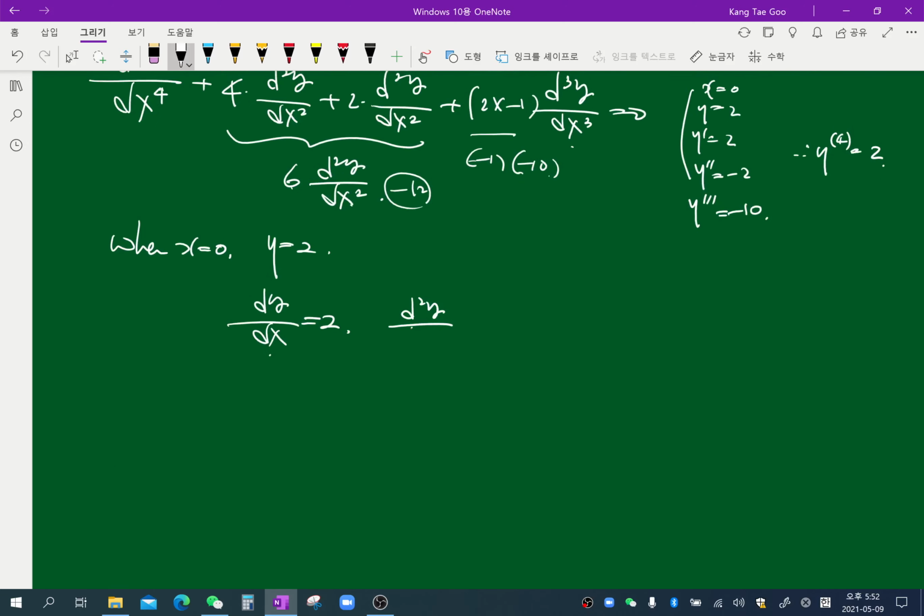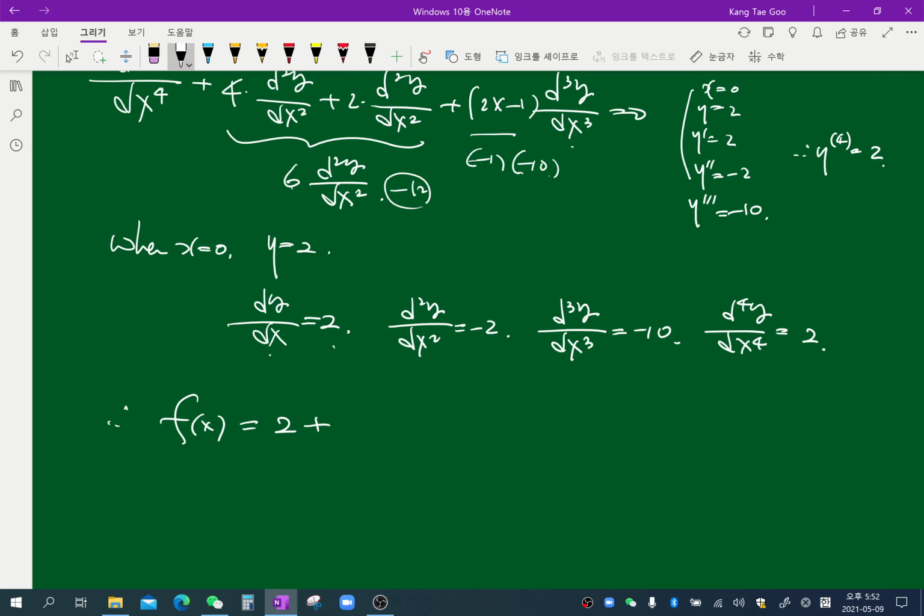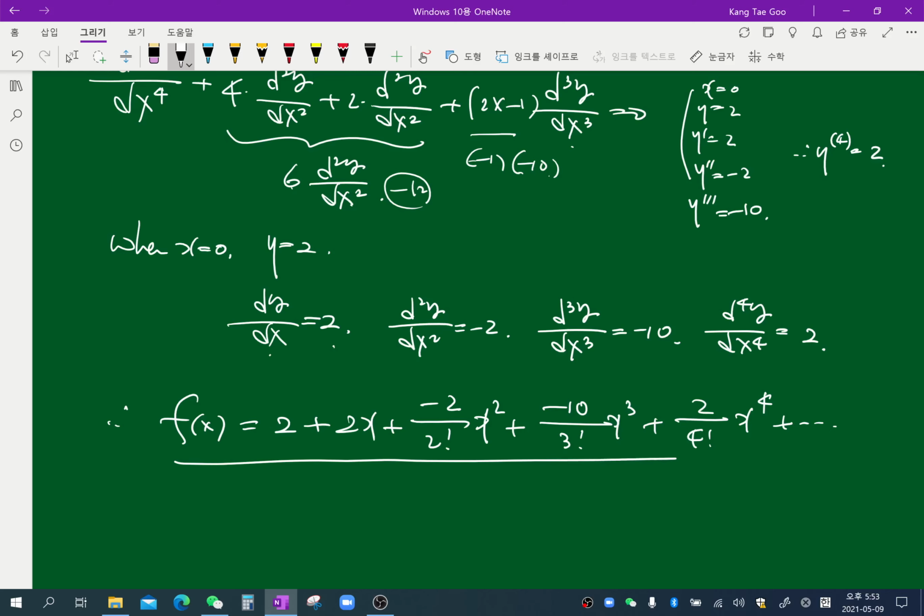The second derivative d squared y over dx squared is negative 2, then negative 10, and the fourth derivative is 2. Then your y, your f(x), is 2 plus 2x, plus negative 2 x squared over 2 factorial, minus 10 x cubed over 3 factorial, plus 2 x to the power of 4 over 4 factorial, plus and so on, so that we can construct the so-called Maclaurin series of f(x), right?